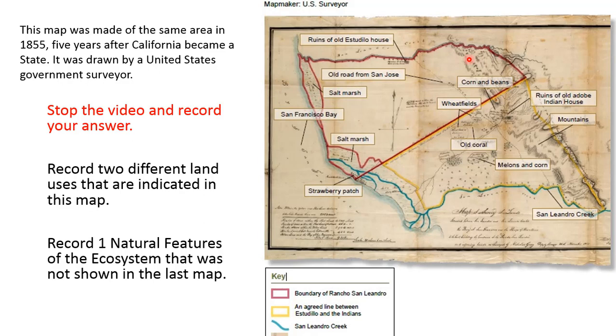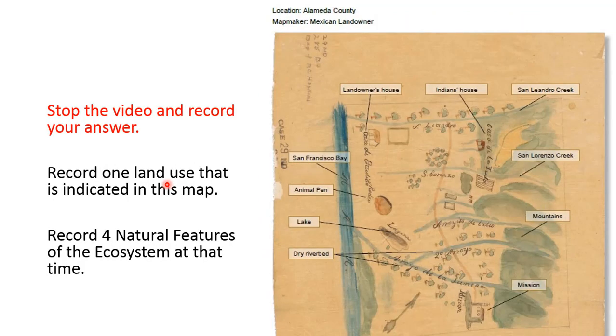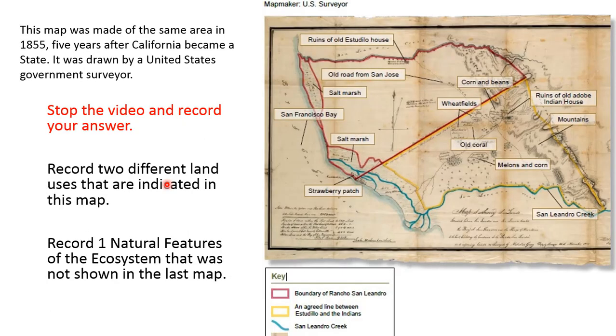Okay, this map was made of the same area in 1855, 5 years after California became a state. It was drawn by a United States government surveyor. So you can stop the video if you need to, and you're going to record two different land uses that were indicated in this map. So you're just drawing two, and you're recording one natural feature. So you recorded 4 last time, you should have 1 spot left, and you recorded 1 land use last time, so now you're recording 2 other ones.